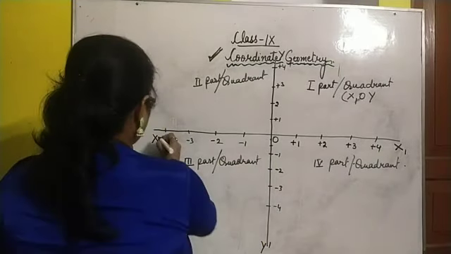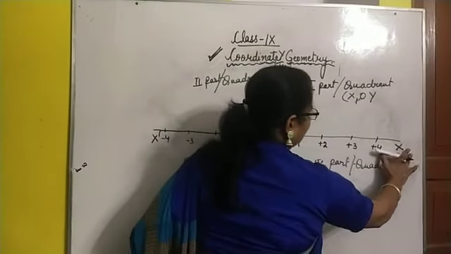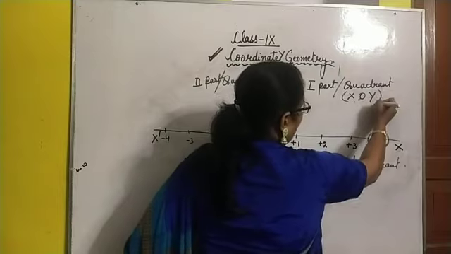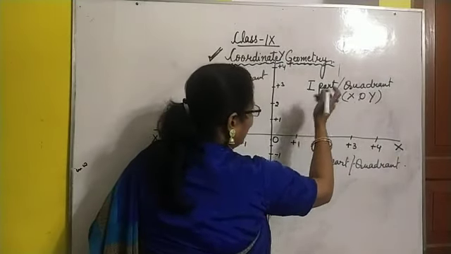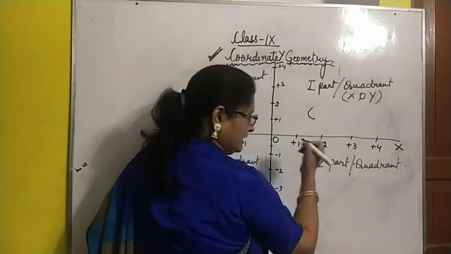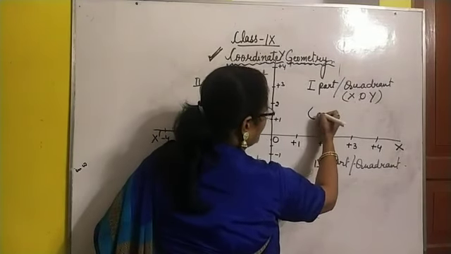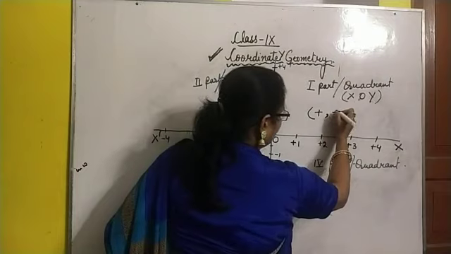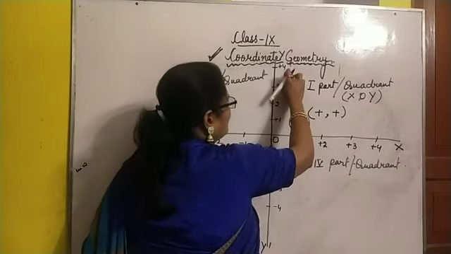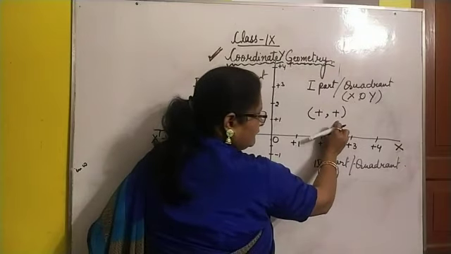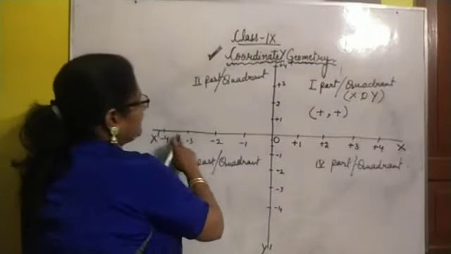So you can say this is x, O, y. So the points in this part will be positive. So you will write here plus. Points on the x-axis and points on the y-axis both will be positive. Okay.